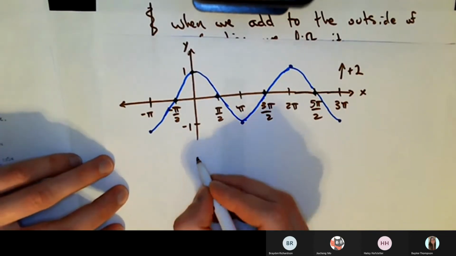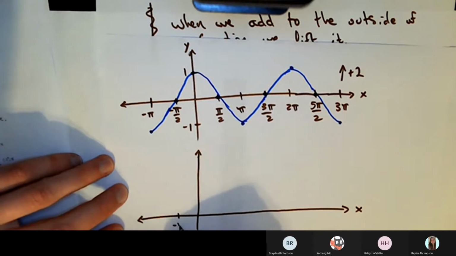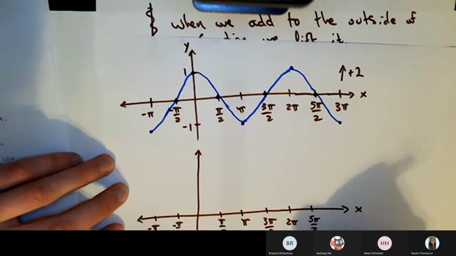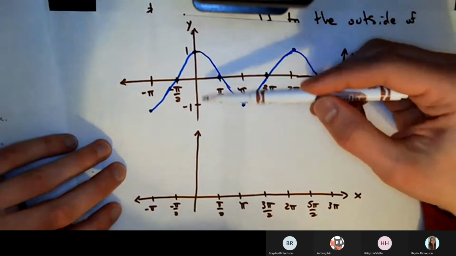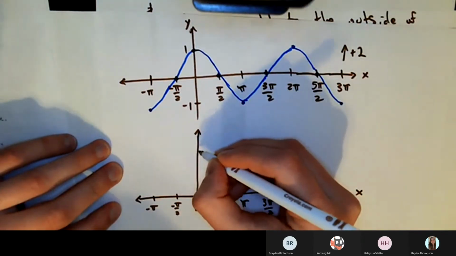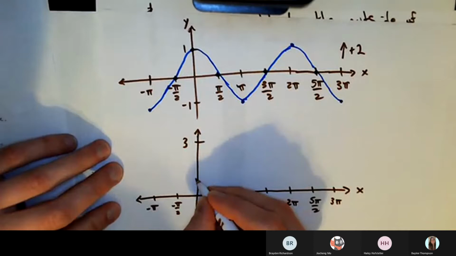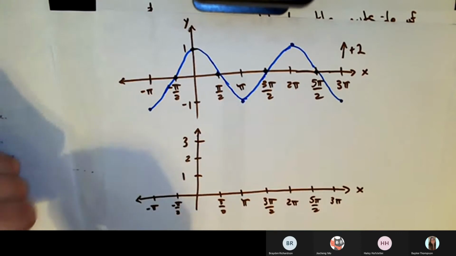So now we're going to lift it up by 2. That means when I draw this new picture, I'm going to try to line it up here. The same inputs, negative pi on 2, negative pi, pi on 2, pi, 3 pi on 2, et cetera. My graph is not going to bounce between 1, 0, and negative 1 now. It's going to bounce between what? I'm going to add 2 to it, so it's going to be up here at 3. And when I add 2 to that, it's going to bounce between 3 and 1, with that central value being 2, right?